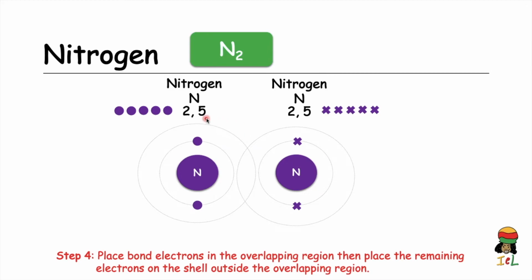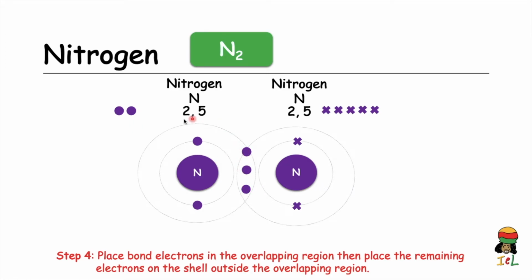Based on the electron configuration rules, the second shell is stable when it holds a maximum of 8 electrons. Therefore, nitrogen needs 3 more to make 8. Remember, an atom will only share the number of electrons it needs to become stable. Consequently, the first nitrogen, the one on the left, will share 3 of its 5 electrons with the second nitrogen. The shared electrons are placed in the area where the shells overlap.